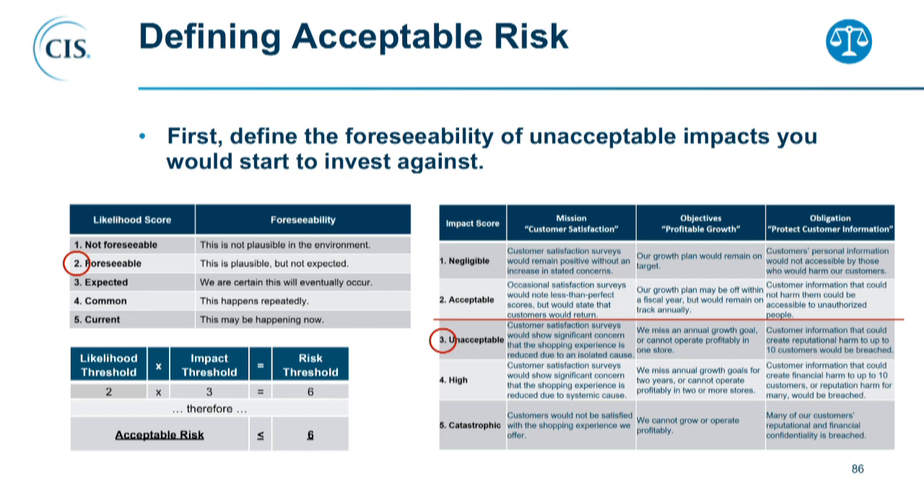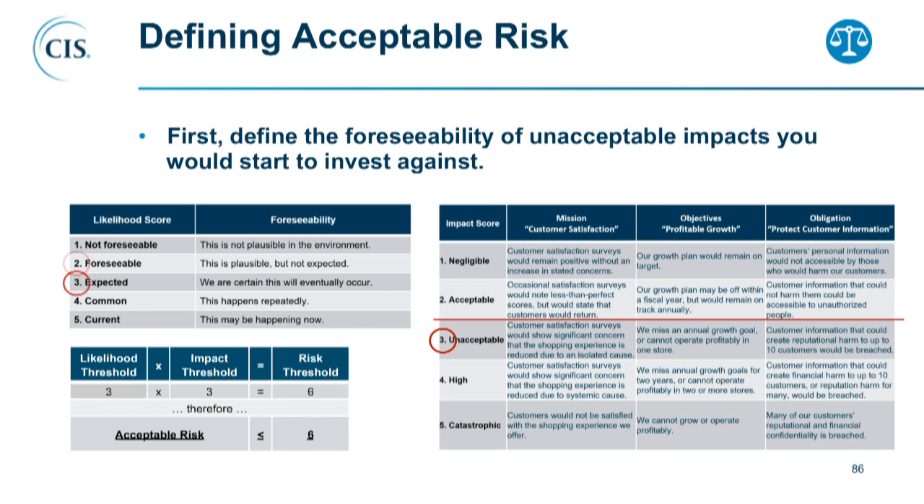Real quick, how that looks, when someone evaluates a risk and they say, I've got an expected, we were reviewing the risks, someone looked at this scenario we laid out, they called out a threat, and they said, you know what, that's actually expected, that will happen eventually. I can't see how it couldn't in our environment, given the things that we've been talking about. But I think it would create an acceptable impact. So we are certain that what will eventually occur is our growth plan will be off within a fiscal year. Customer information that could not harm them could be accessible. That's acceptable. Your plain language fits the math nicely because of how you structured it.